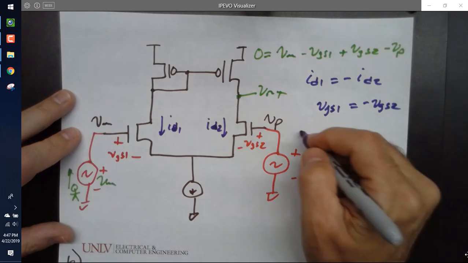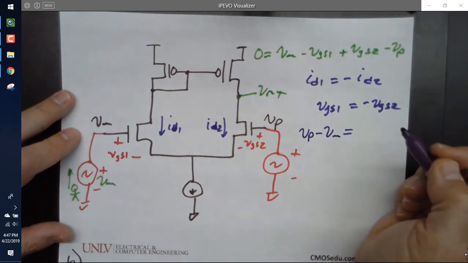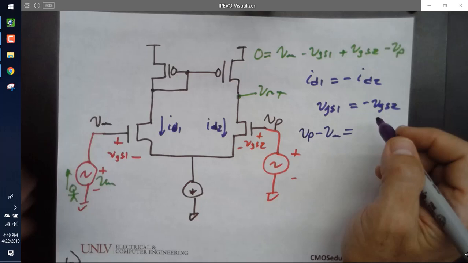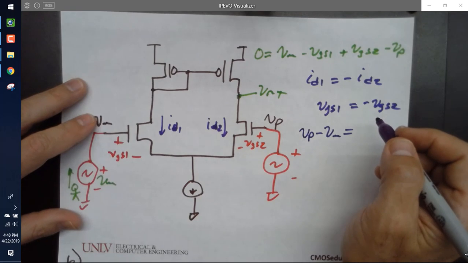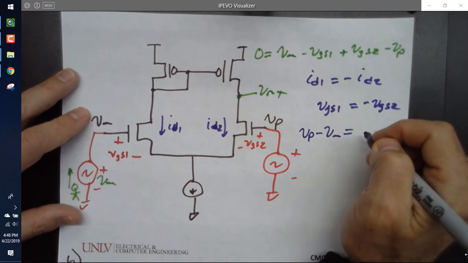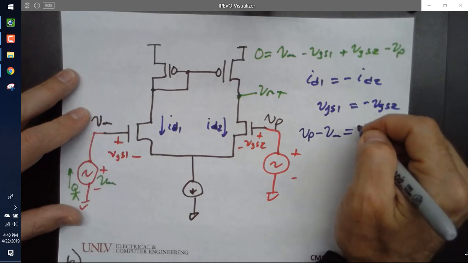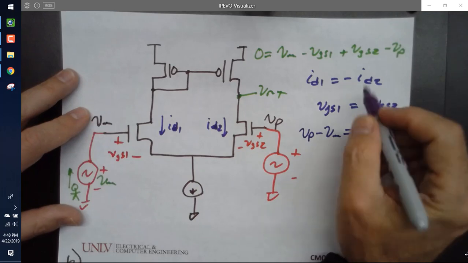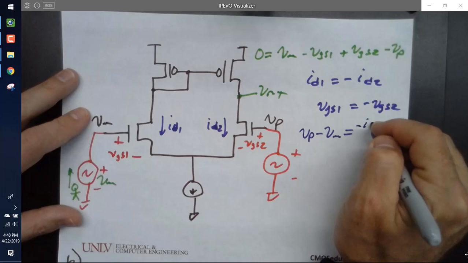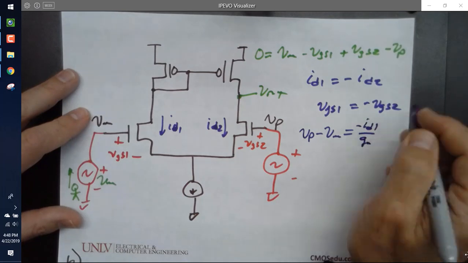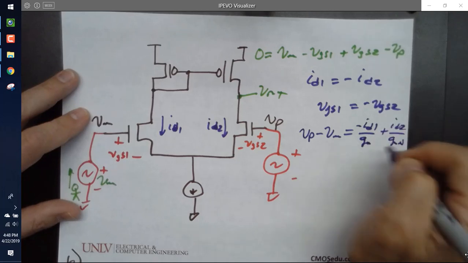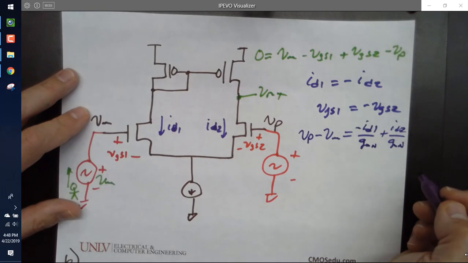All right, so then I'm going to write VP minus VM equals, see if I can skip a step here, negative ID1 over GM1. So going down here, if I move the VP, I get minus VGS1, VGS2. So I'm going to write this as minus ID1 over GM plus ID2 over GM. And let's stick with the M's here. Anybody agree with that?